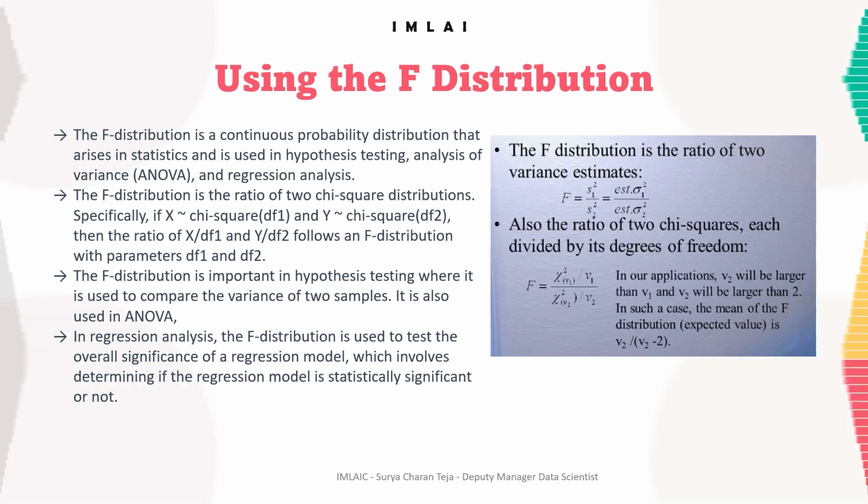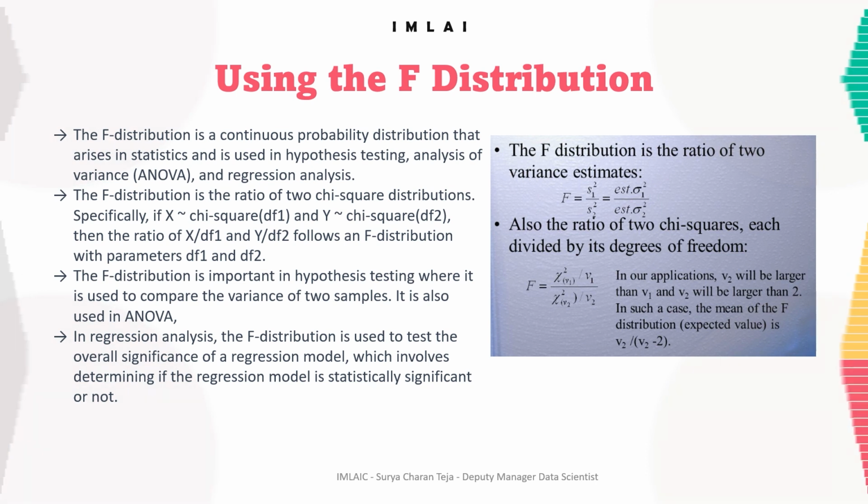These are the two formulas widely used to calculate the F statistic. One is the ratio of two variance estimates. The second, widely used one is the ratio of two chi-squares, each divided by its degrees of freedom. You see that? This is what we used to build the F distribution from scratch. Now let's look into one or two examples to understand how the F distribution makes our lives easier as a data scientist.